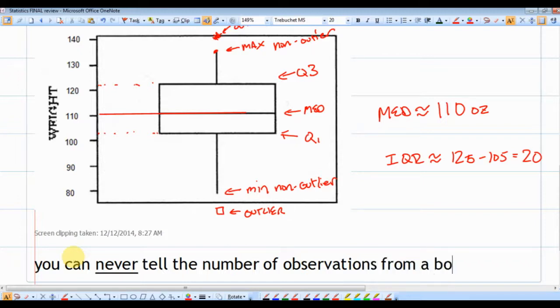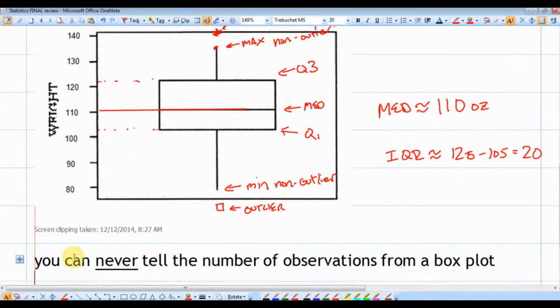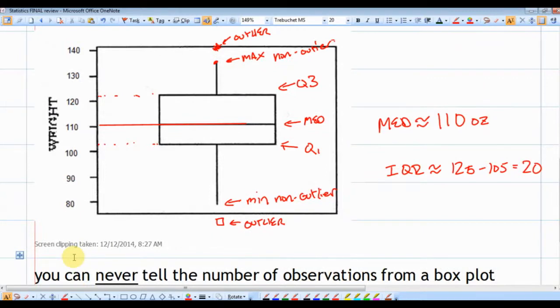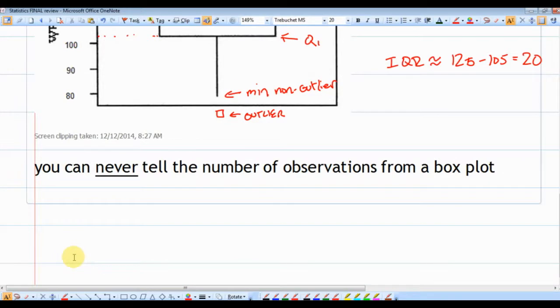From a box plot. That seems to be a favorite question of test takers, is to give you a box plot and to tell you which one has more observations. Or they'll have something based on an observation. You can't tell how many observations. Let's go to 4.